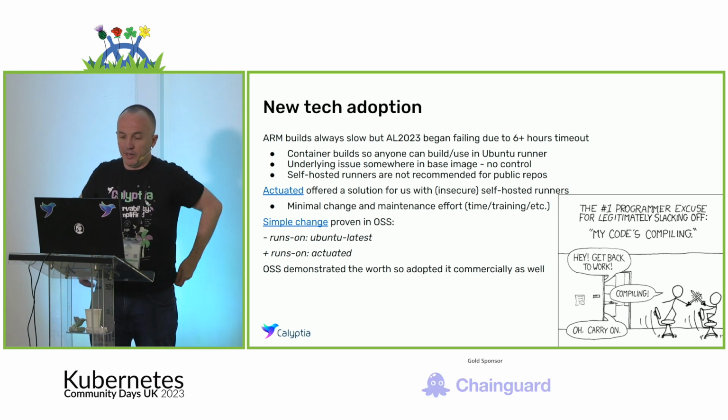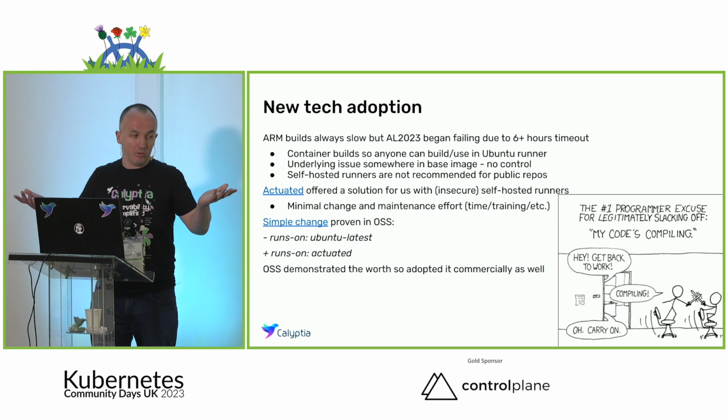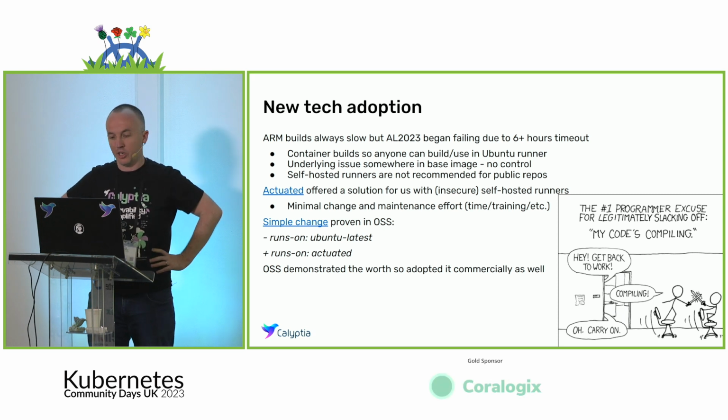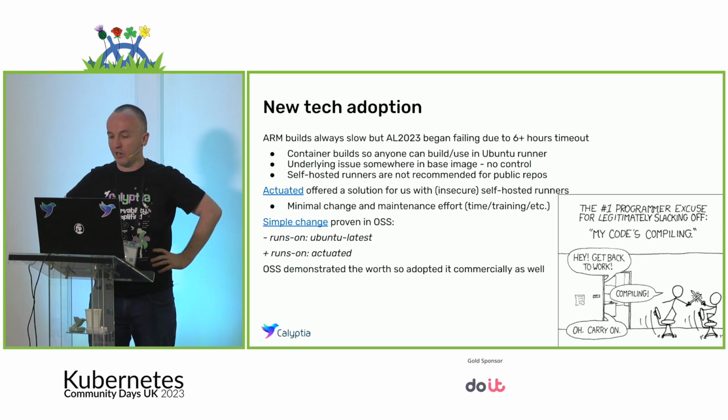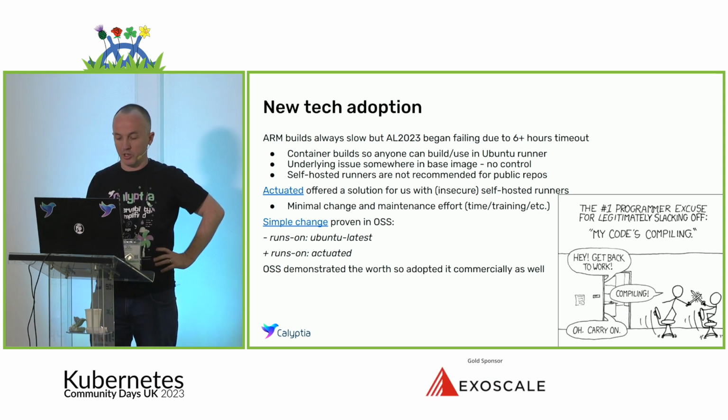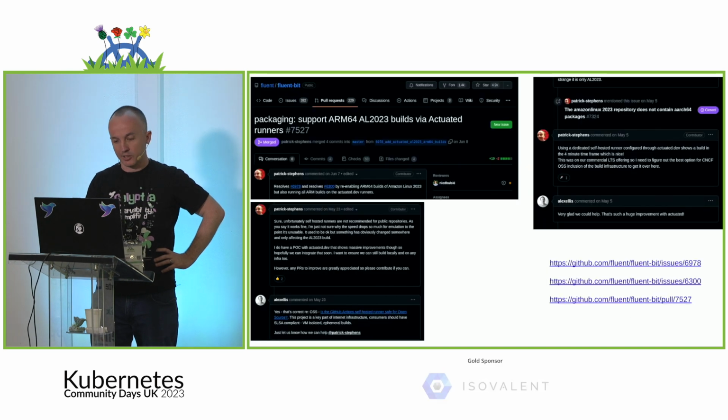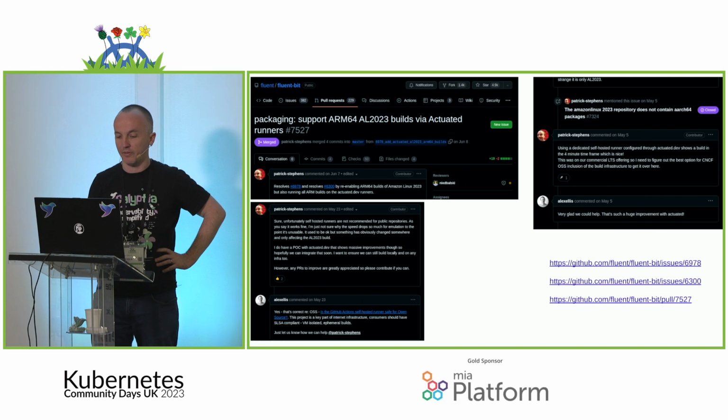So we had a big problem with build times. Even commercially, a lot of our Golang builds and other stuff was very, very slow. Well, too slow for testing and good turnaround. So we adopted it commercially as well. And there's some links to the various issues. Lots of people moaning because they wanted these builds, but they weren't available.